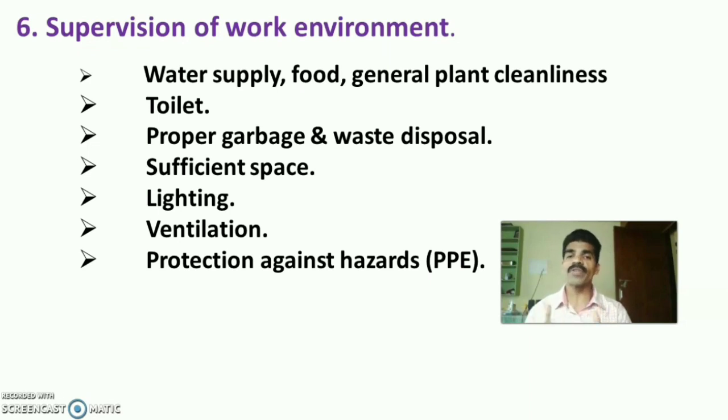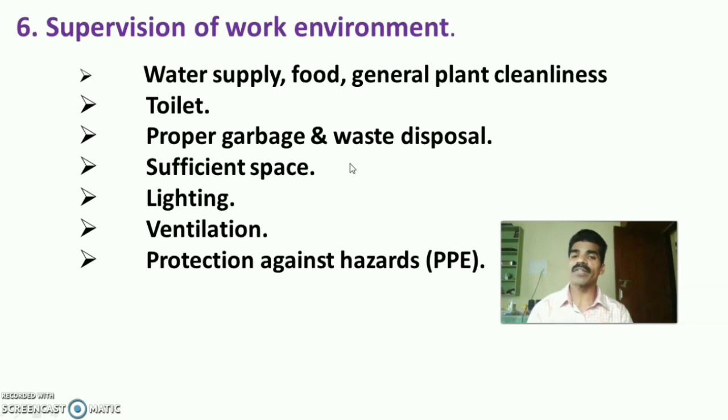Then the sixth measure is supervision of working environment. Supervision of the working environment, that is a factory or industry or the field, includes water supply, food, general plant cleanliness, that is housekeeping, then toilet facilities, proper garbage and waste disposal in the factory or industry, then sufficient space for the activities of the employees, then adequate lighting, adequate ventilation, and protection against hazards with the PPE, that is personal protective equipment, and other measures in the industrial factory. So this would be supervised in the working environment.